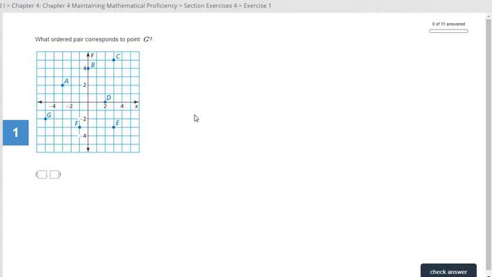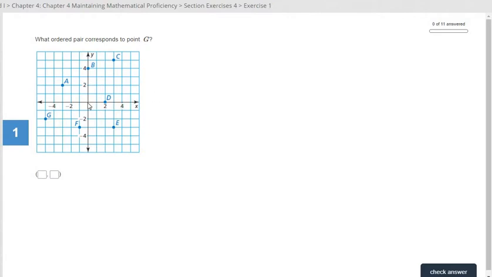Some of this is going to be kind of a repeat of what we did on our last two assignments. Those were just review assignments from Integrated 1A. So let's take a look at this here. Here we are looking at a coordinate plane, has lots of points on it, and we need to find the pair that is point G.